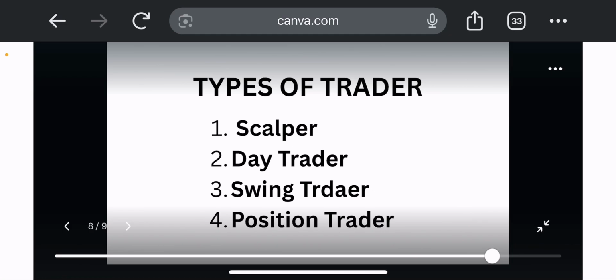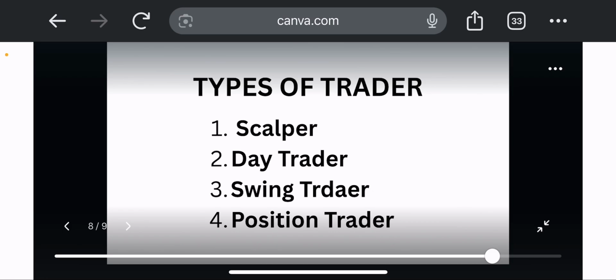So these traders have time frames that they trade. For a scalper, the time frame ranges from the 15 minutes down to the 1 minute time frame. The day trader's time frame ranges from the 4-hour time frame down to the 15 minutes time frame. The swing trader will use the daily time frame, the 4-hour time frame, and the 1-hour time frame. Then the position trader uses the monthly time frame, the weekly time frame, and the daily time frame.